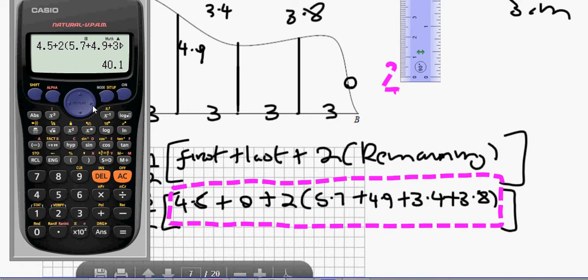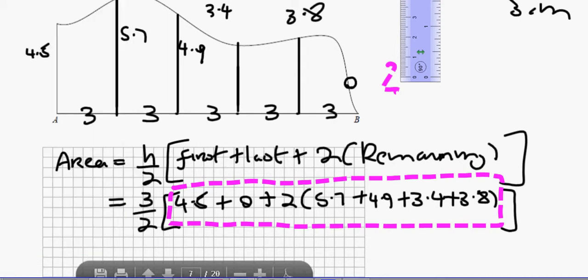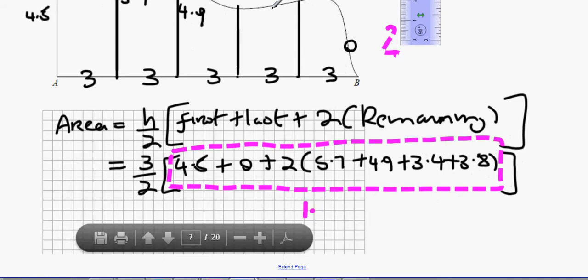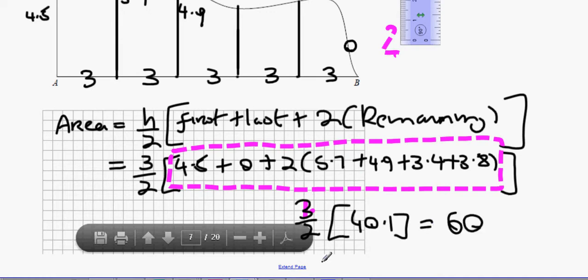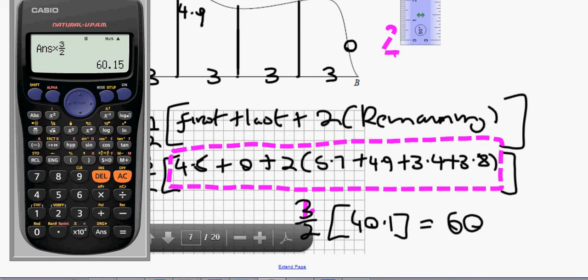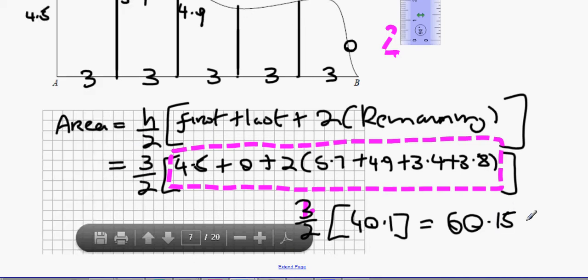Now 40.1 multiplied by 3 divided by 2 is going to be 60.05. Okay, so it's going to be 3 over 2 multiplied by 40.1, and what that will get us here is 60.15 centimetres squared.